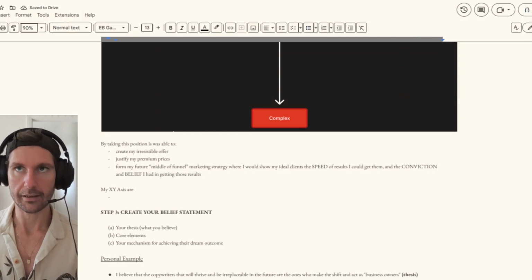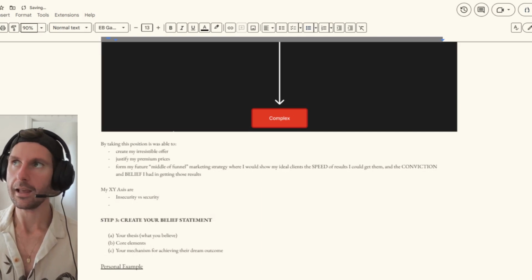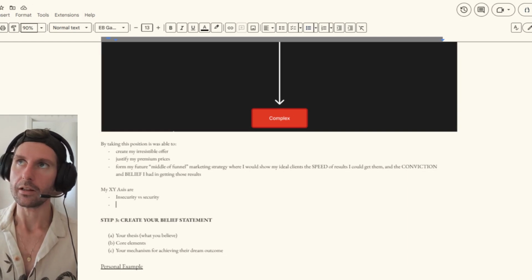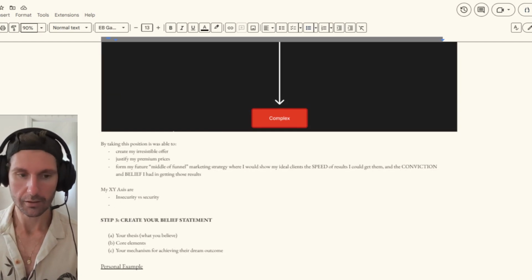and let's say that it is insecurity versus security, and I'm just thinking through the lens of an old client. They also wanted certainty, but that's security in and of itself. And let's say that they valued do it yourself versus done for you.